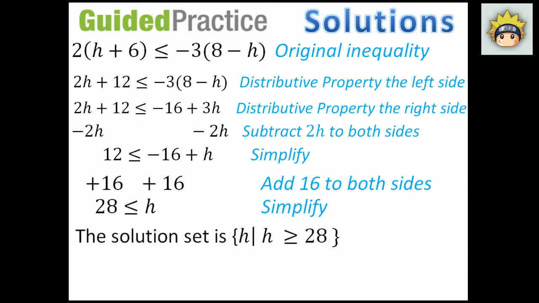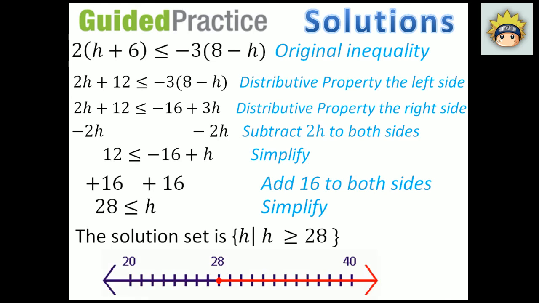So my solution set here would be h is greater than or equal to 28. There you go. That's what happened after I graph it. It's a closed circle on number 28, and it's going all the way to the right. There you go.